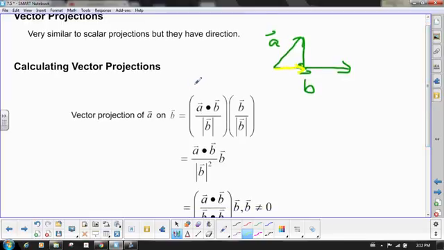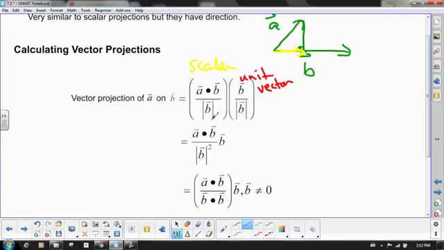So you'll see this here is the scalar, and this here is the unit vector. By multiplying by the unit vector, you're maintaining the direction of the vector to turn it into a vector projection. If you multiply by the magnitude of B, you end up with the magnitude of B squared. So this is the best formula to use for vector projection.